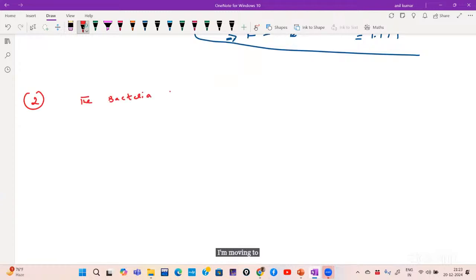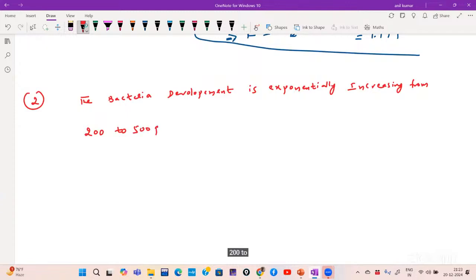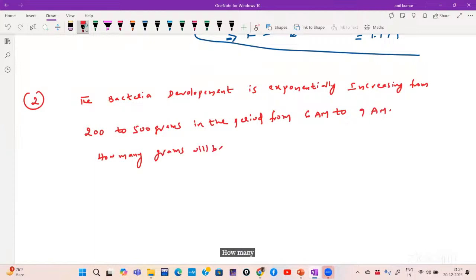I'm going to the next one. The bacteria development is exponentially increasing from 200 to 500 grams in the period from 6 a.m. to 9 a.m. How many grams will be present at noon? Noon means afternoon.